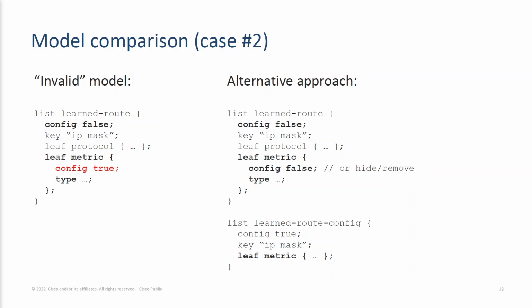On the left, we have the original invalid model with config true items nested inside of config false. On the right, there is a trivial example of side-by-side clones, with config true and config false data separated into sibling subtrees.